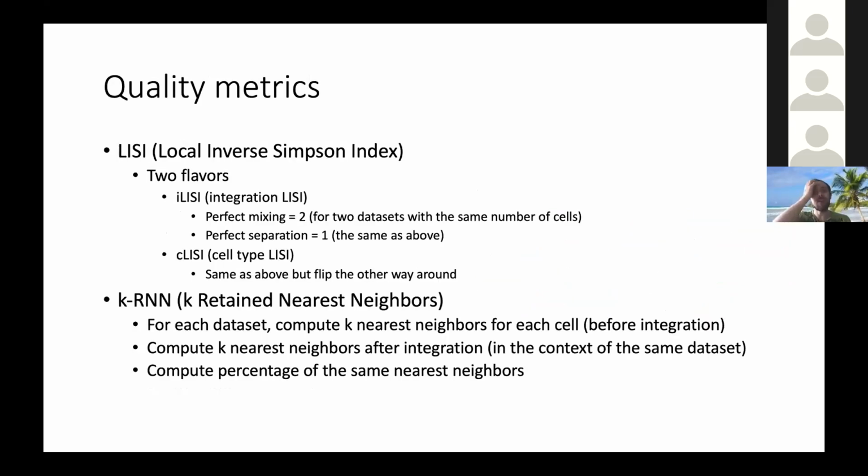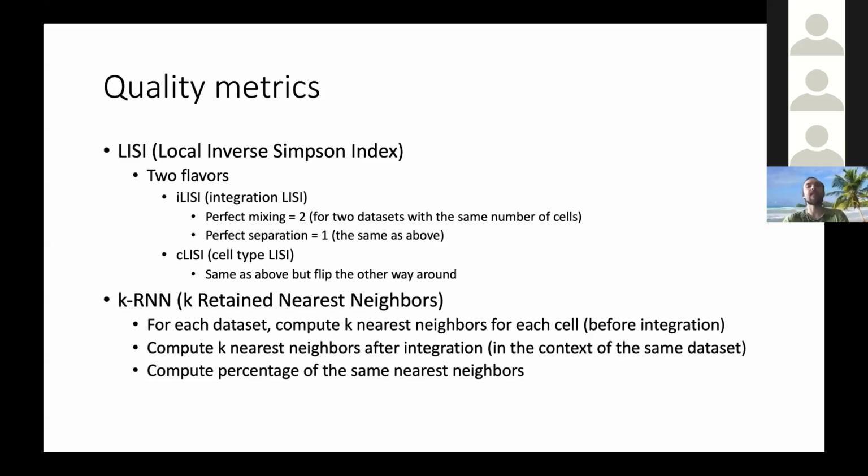So now quality metrics. Here, in my paper, I chose to compare Batman against other methods by using LISI. So this is local inverse Simpson index. Since such methods as K-BAT are not robust towards different cell type composition, and that's a known issue, that's why I've used LISI. So LISI comes in 2 flavors: I-LISI, which is integration LISI, and C-LISI, cell type LISI.